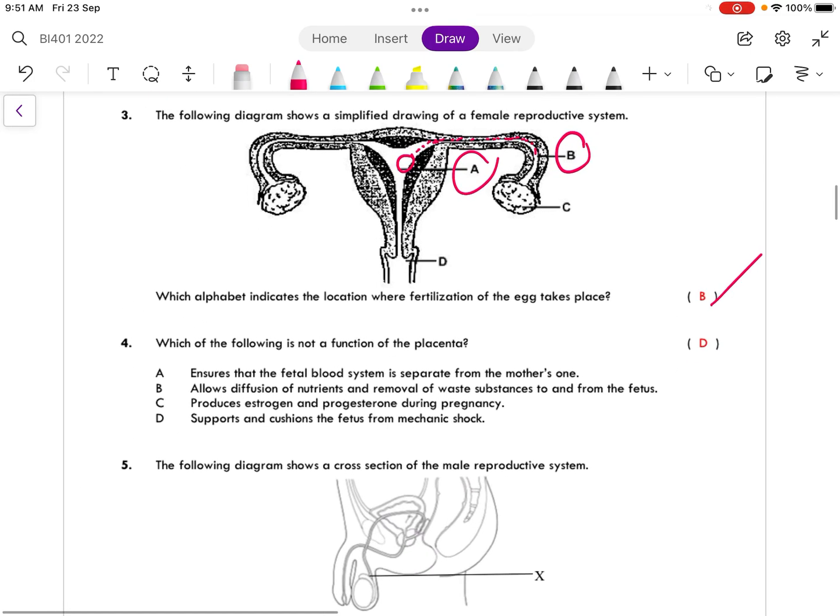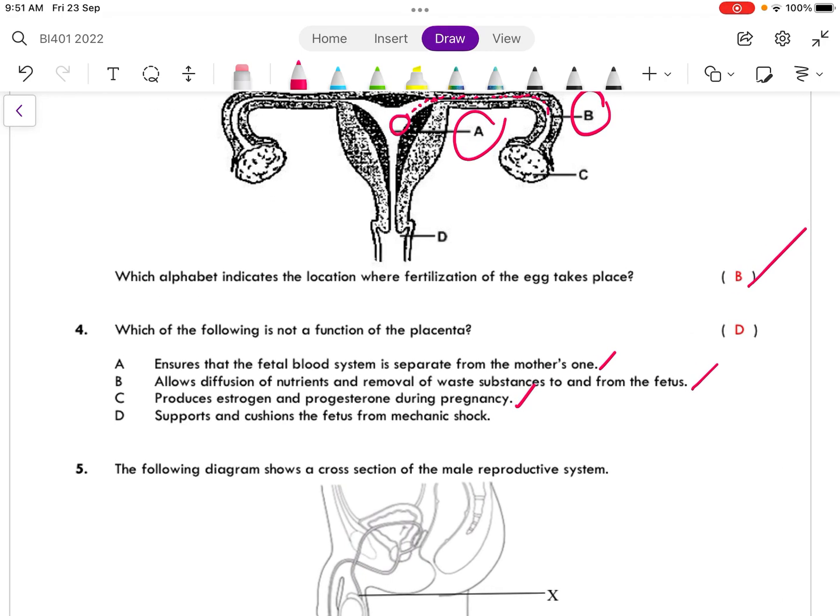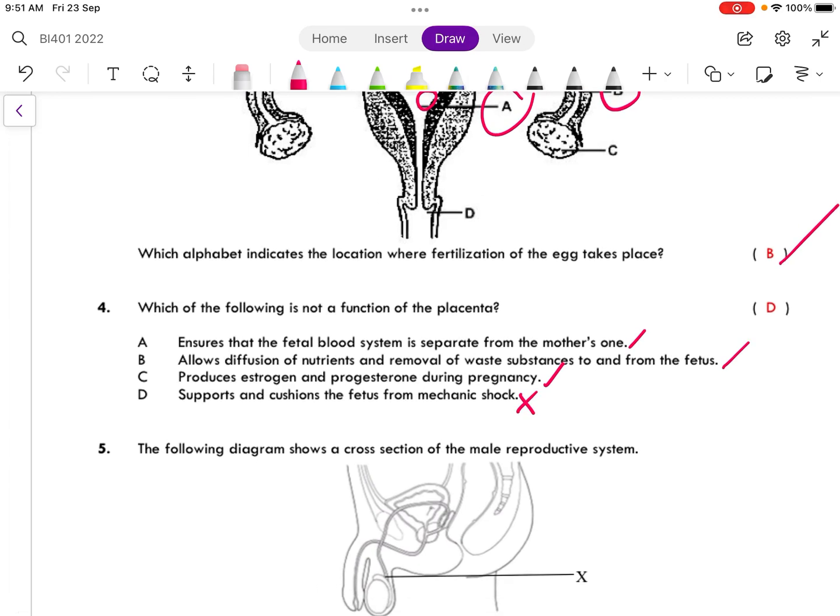Next, 4. Which of the following is not a function of the placenta? That means 3 of them are functions of the placenta. A. Ensures that the fetal blood system is separate from the mother's one. That is correct. B. Allows diffusion of nutrients and removal of waste substances to and fro from the fetus. That's also true. C. Produces estrogen and progesterone. That is also true. D. Supports and cushions the fetus from mechanic shock. That's not true. The structure that's responsible for that is the amniotic fluid.